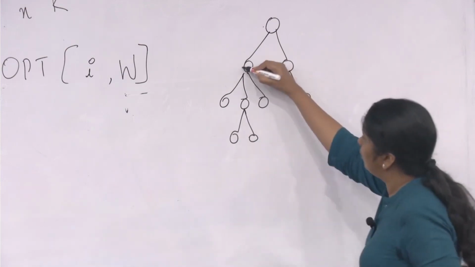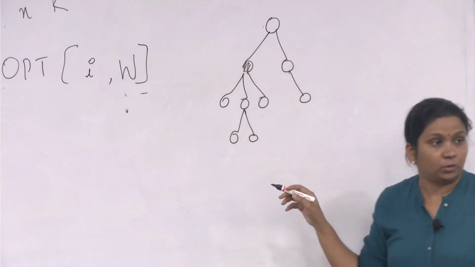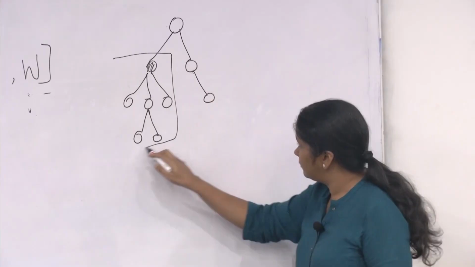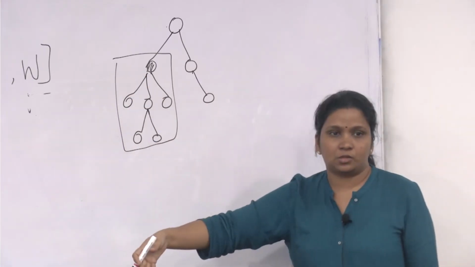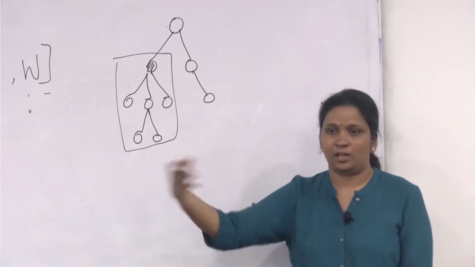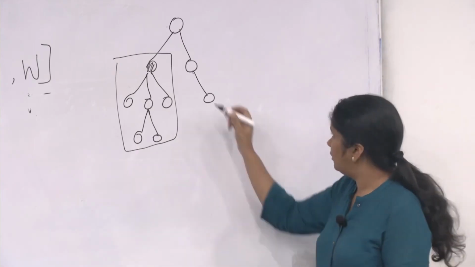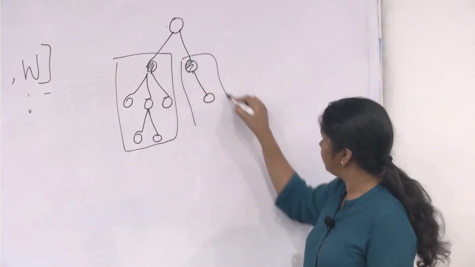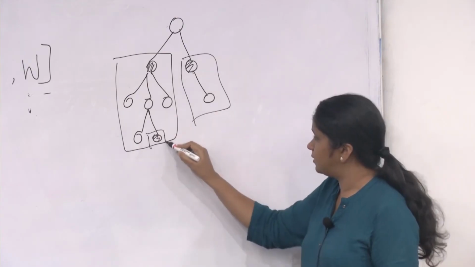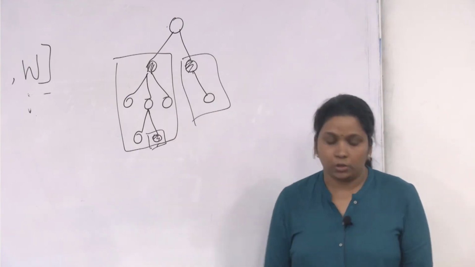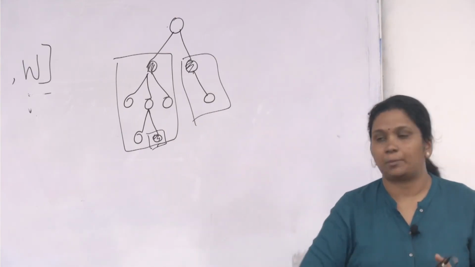So if you take a node, the subtree rooted at this node is this. All of it: the node, its children and its grandchildren and so on. And for this node, for example, it is this. For a leaf, it is just this. Okay. So you define the subproblem for the subtree.